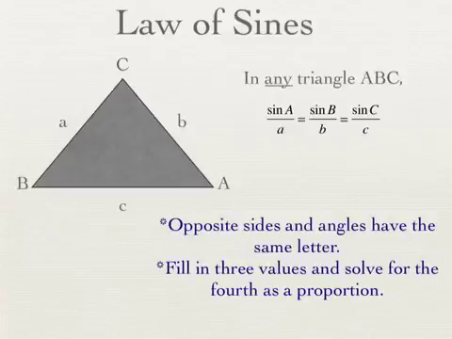The law of sines looks like this. It looks like a proportion. And so what you can do is take an angle and a side that are across from each other, take the sine of the angle, set it up like a fraction, and then cross-multiply it with another pair. Okay? So let's try and do that.